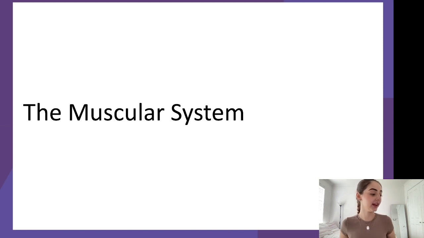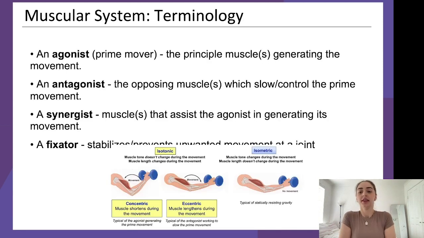All right, let's move on now to the muscular system. So, some terminology just very quickly for the muscular system, for our muscles. If you did health or PE or PDHPE or one of those subjects, this should kind of be familiar. If not, that's fine. We're going to go over them.